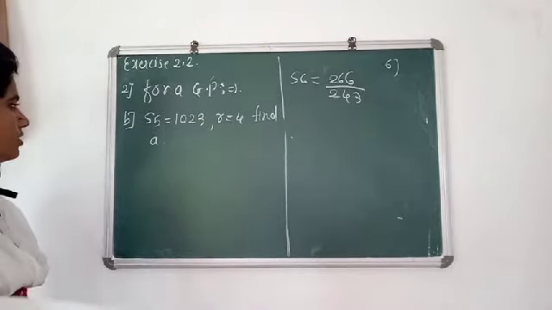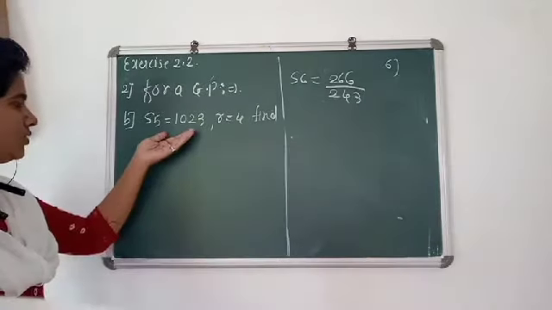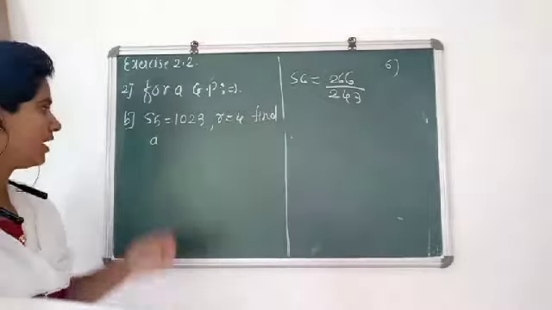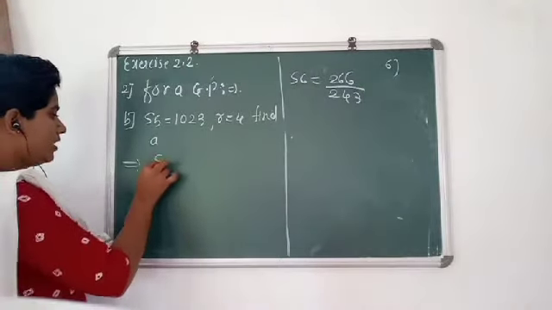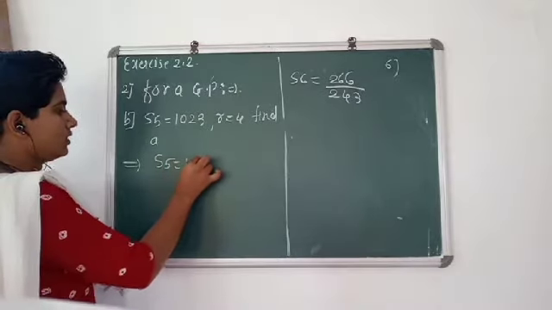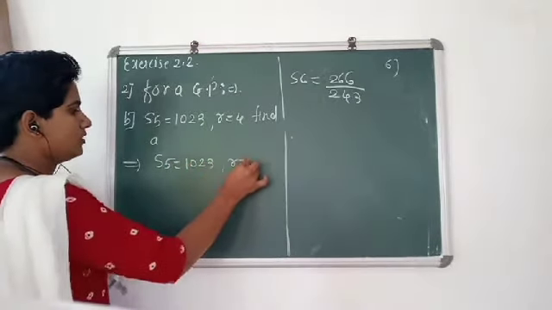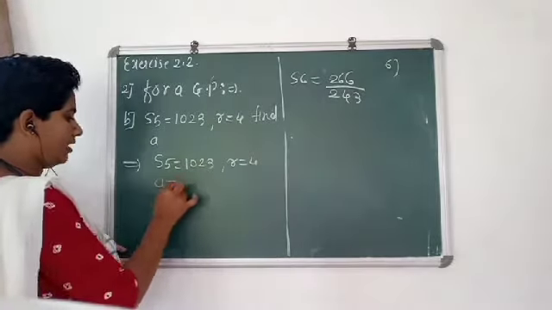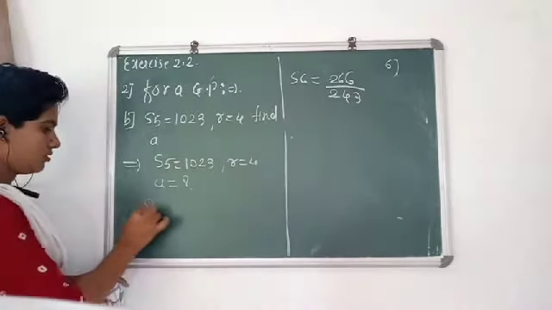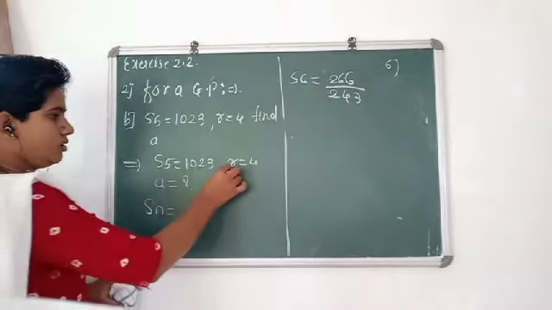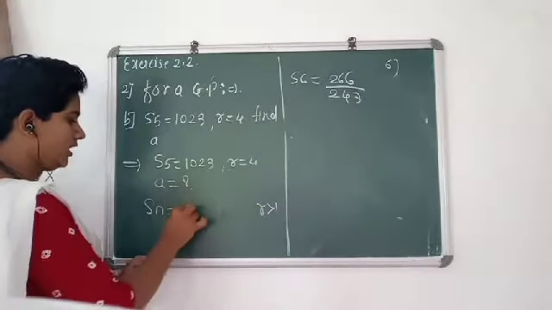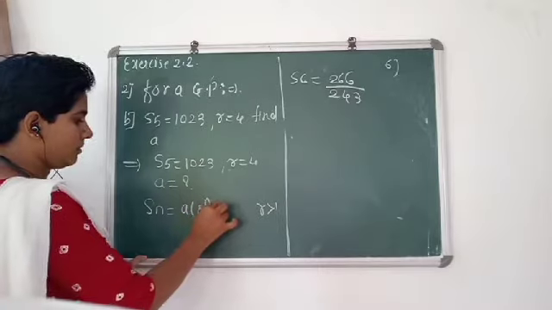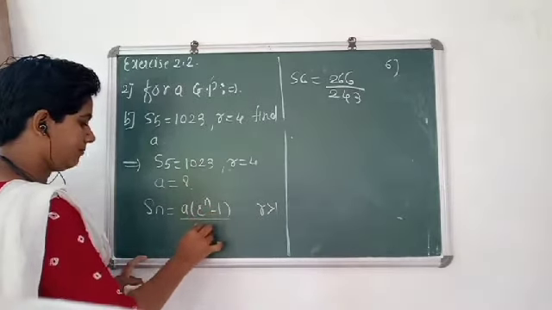Now the B question: S5 is equal to 1023, R is equal to 4, to find the first term of this geometric progression. Here the given values are S5 equal to 1023 and R equal to 4, to find A, that is the first term of the geometric progression. Using the formula, since R is positive, that means R is greater than 1, so Sn is equal to A into R raised to n minus 1 upon R minus 1.